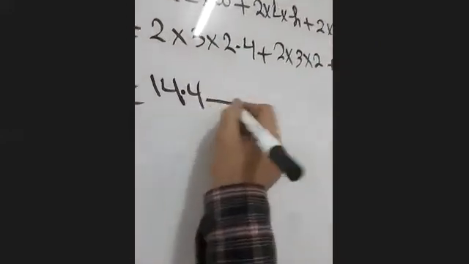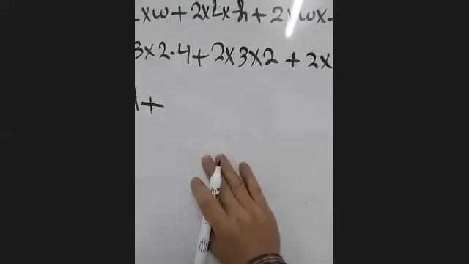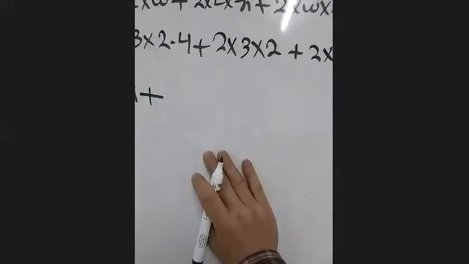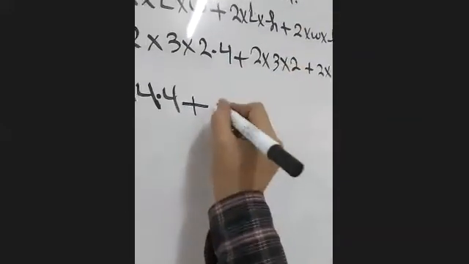The second one, here, what do we have? We have 2 multiply 3 multiply 2, which equals 12. 2 by 3 is 6, by 2 is 12.